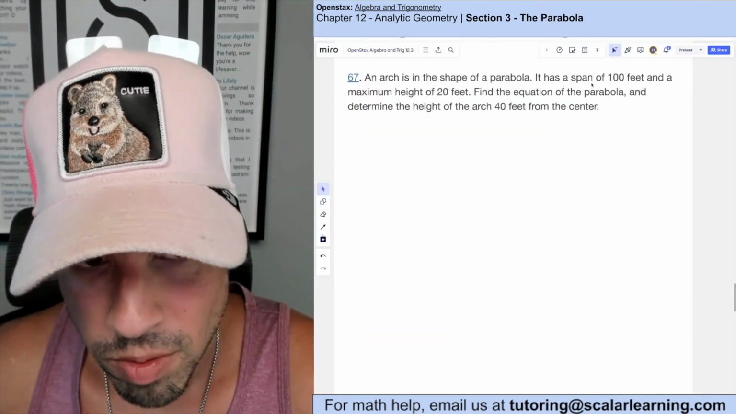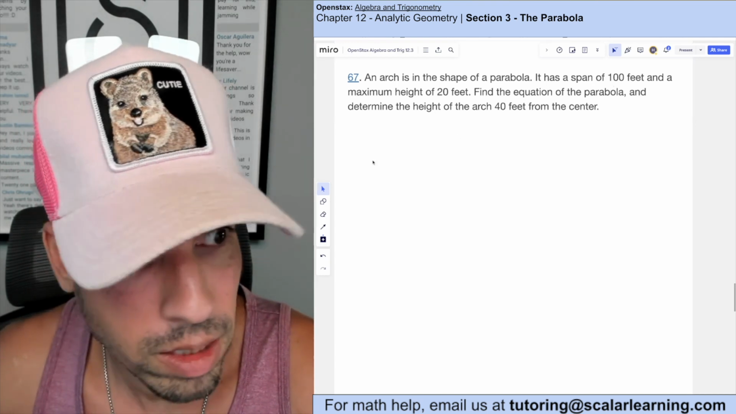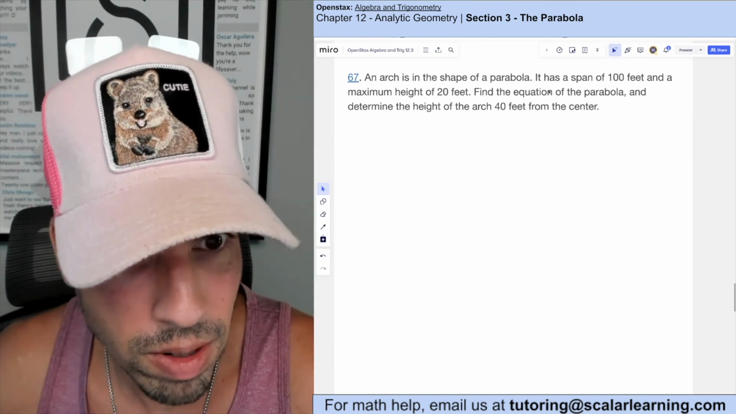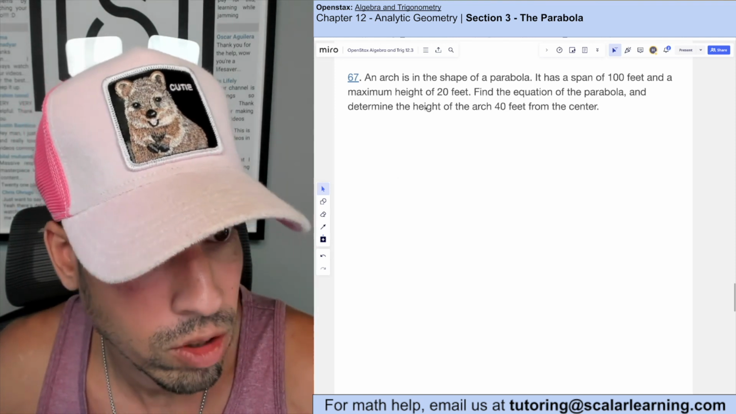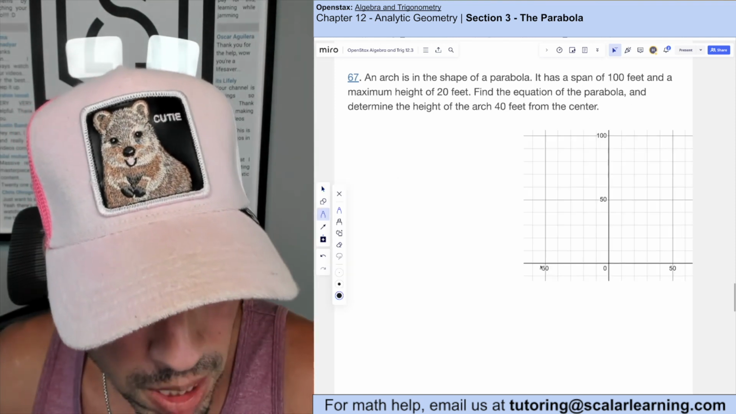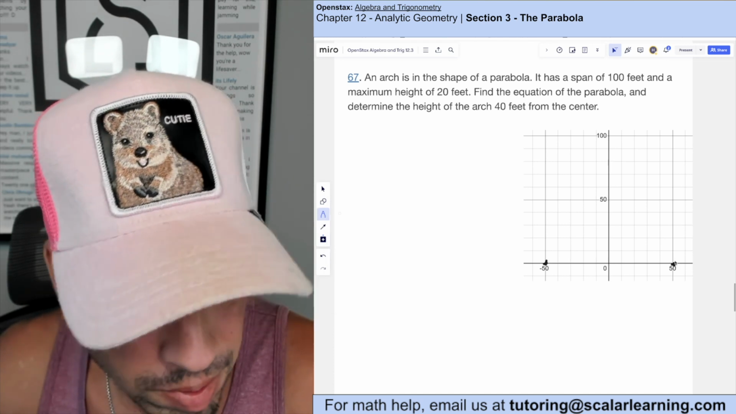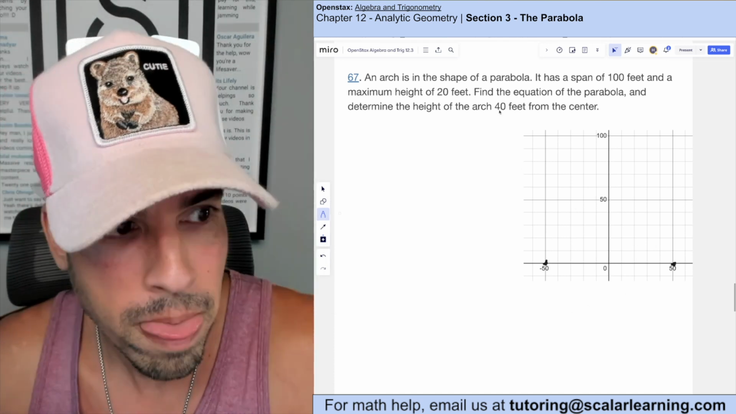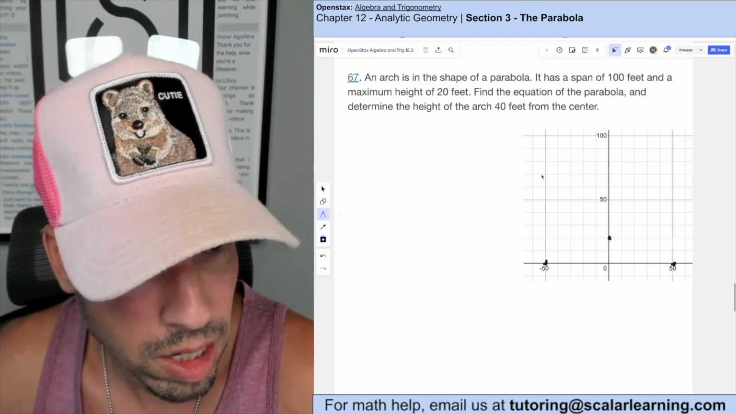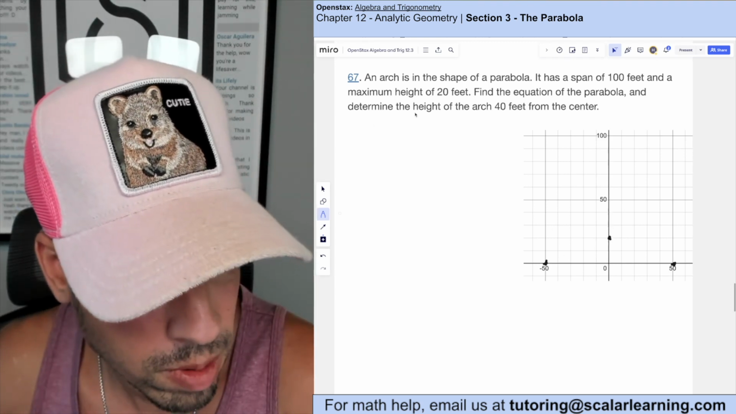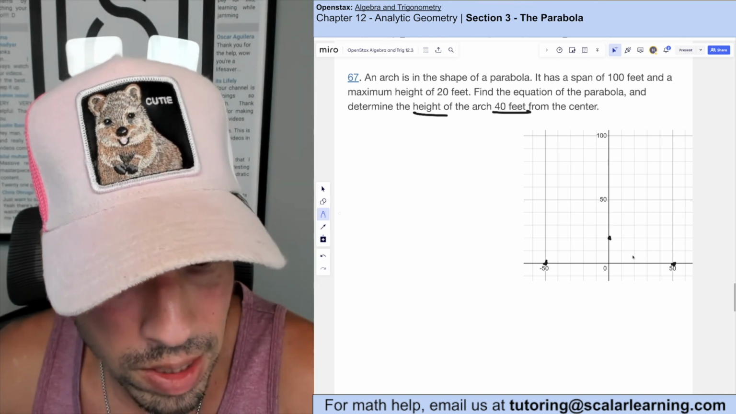An arch is in the shape of a parabola that has a span of 100 feet and a maximum height of 20 feet. Find the equation of the parabola and determine the height of the arch 40 feet from the center. All right, just so we can visualize it, a span of 100, so we can say from negative 50 to 50. Again, this is arbitrary, okay? And then a maximum height of 20 feet. This is just to give us a rough graph, a rough sketch.